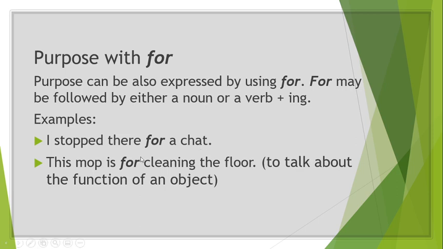So when you use for with a verb, as I told you before, that verb always has to be in ing. And when you use for plus a verb in ing, it is because you are talking about the function of the object. In this case, you are talking about the function of this mop. Okay?